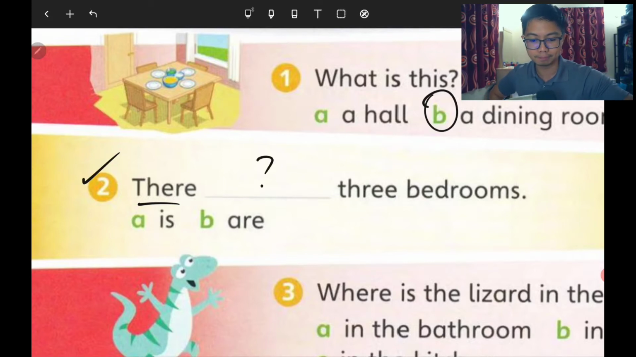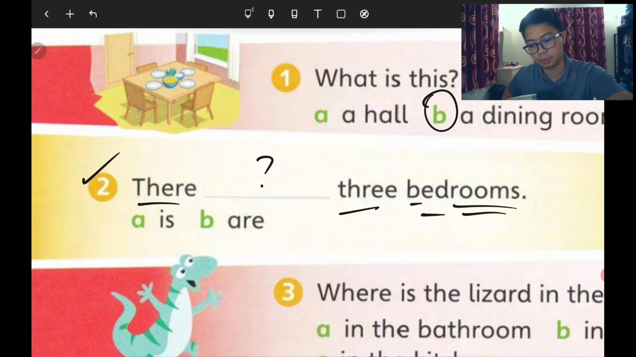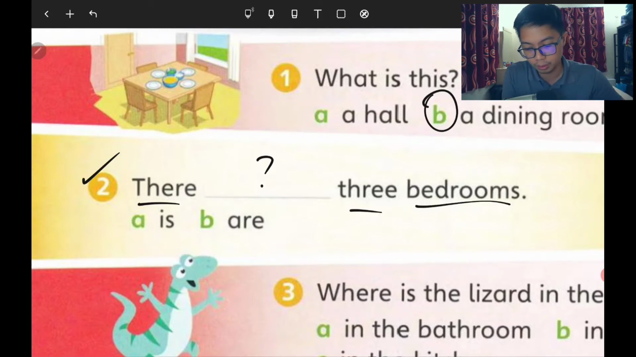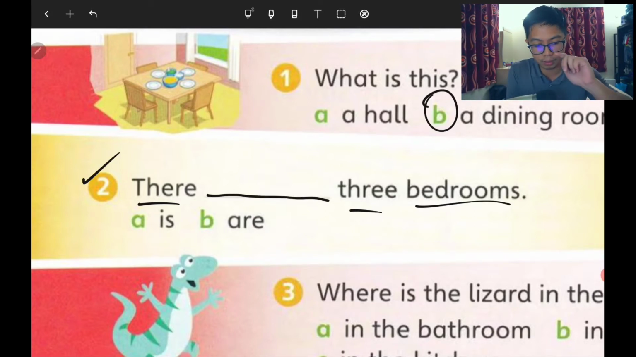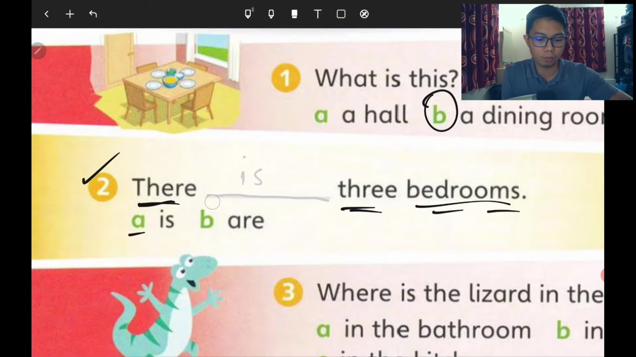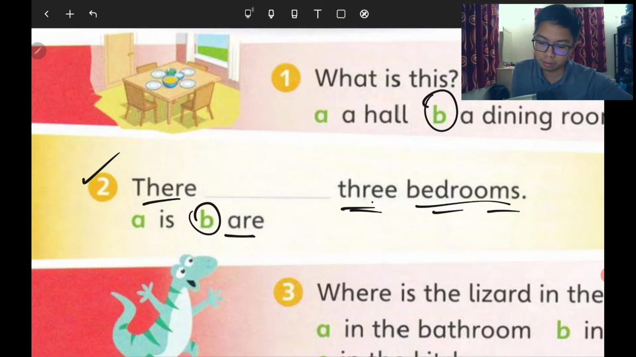There are 3 bedrooms. Okay, bedrooms, the place where you sleep. Okay, bedrooms. But the blank over here, you have 2 answers. A, there is 3 bedrooms, or B, there are 3 bedrooms. So you have 10 seconds now, starting now.